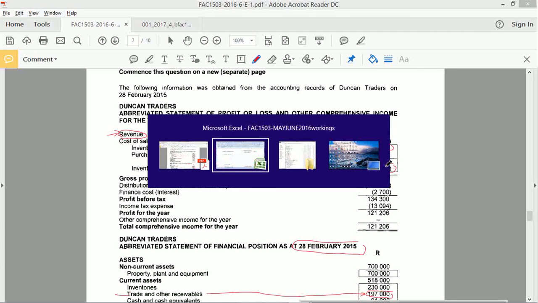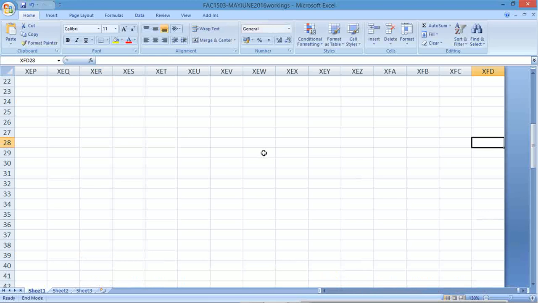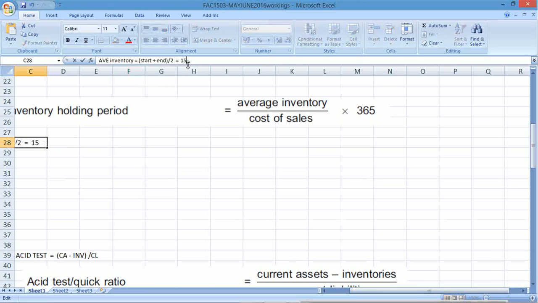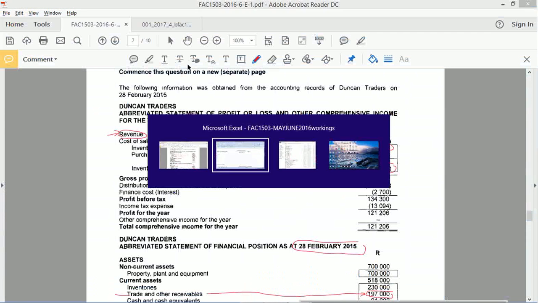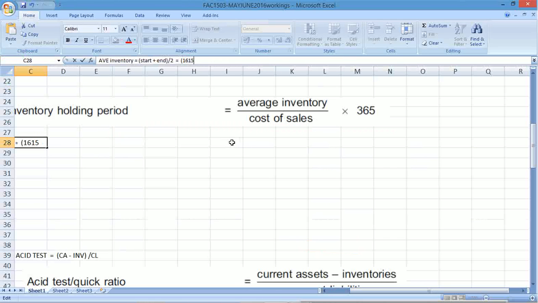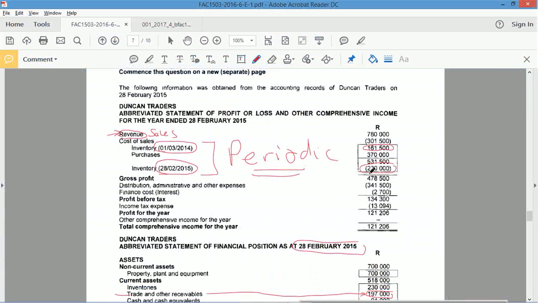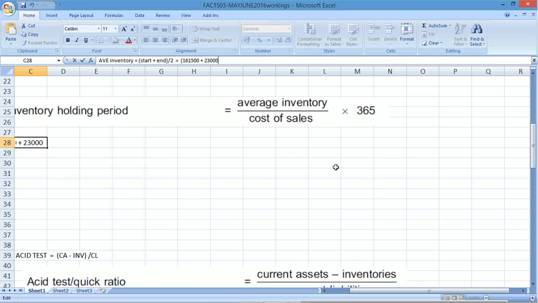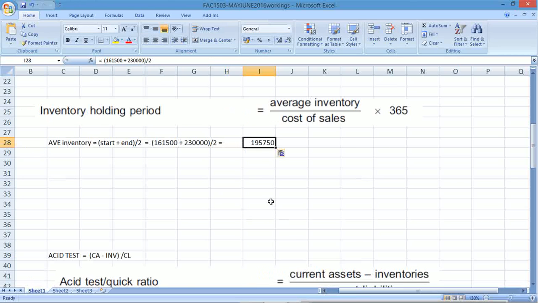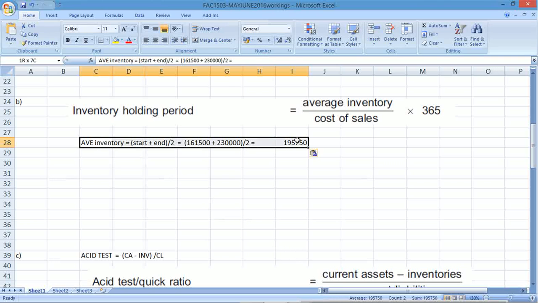Right, 161,500. Sorry, let's do that again. What is it? Oh, 161. Okay, just make sure you read the figures off correctly as you make silly mistakes. Let's double check. 161,500 plus the other amount was 230,000. 230, close brackets, divide by 2 equals 195,750. And there's my average inventory.